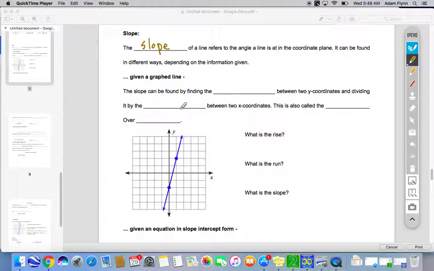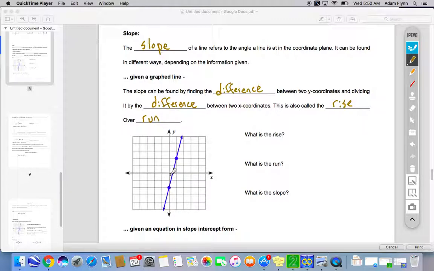So if we're given a graphed line, just like this down here, okay, the slope can be found by finding the difference between two y-coordinates and dividing it by the difference between two x-coordinates. Okay, and this method is also called the rise over run.